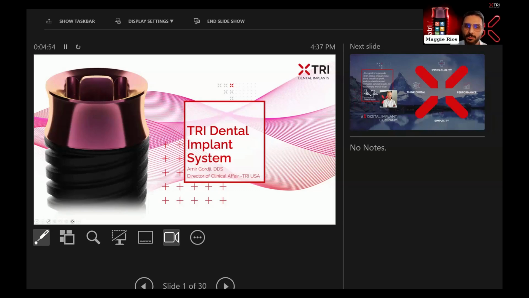Before I ask Dr. Dunlop to take over, I would like to provide a brief introduction to the TRI implant system for those of you who are not very familiar with it.